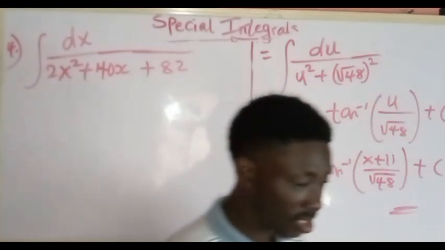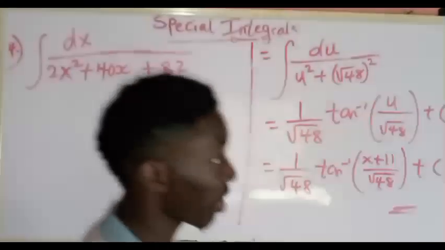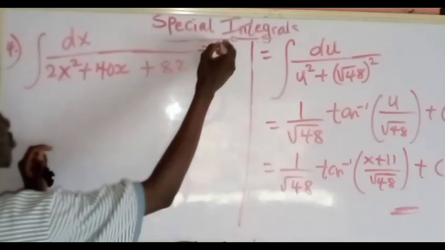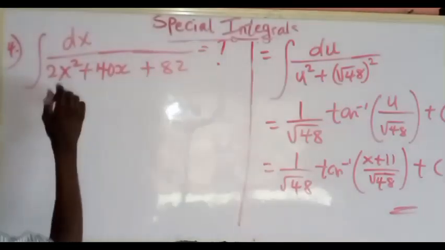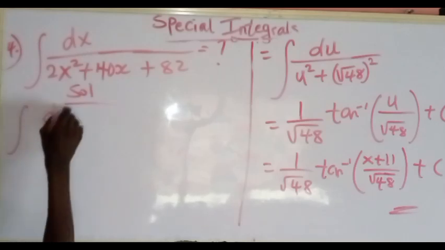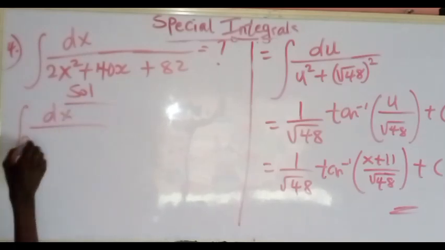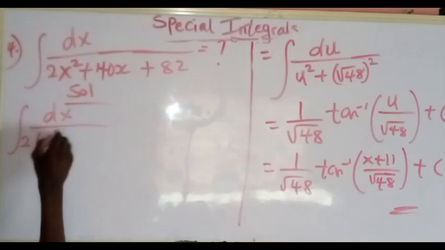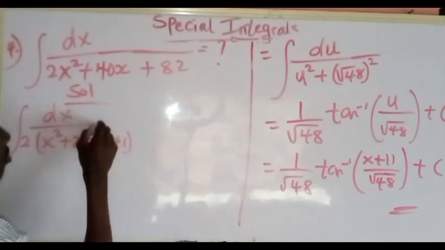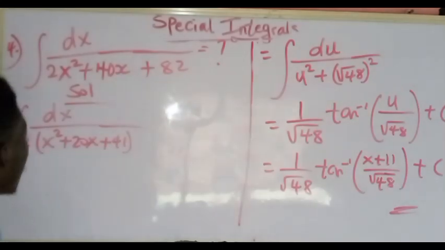Whenever you're solving a quadratic like this, do the same thing I did before. So this is the actual question. As the first thing, I factorize the 2 outside. 2 is common, and it becomes x squared plus 20x plus 41.